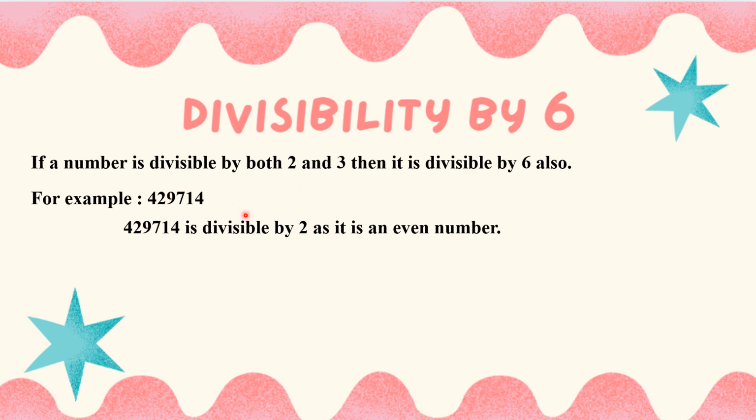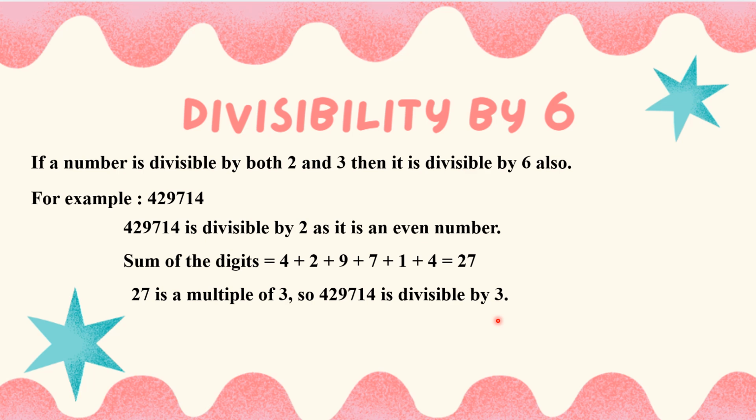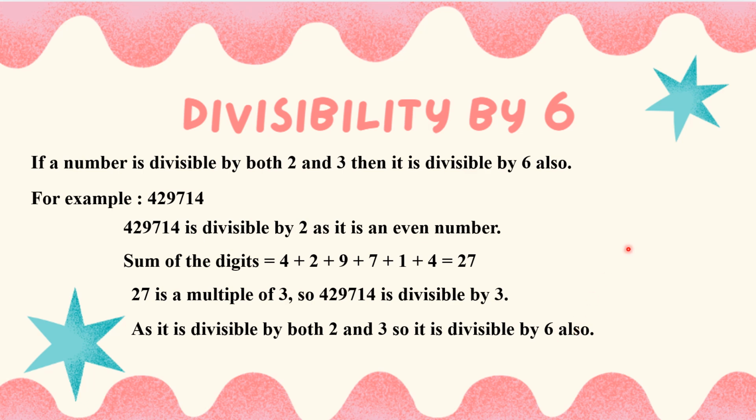Now we have to check whether this number is divisible by 3 or not. The divisibility rule of 3 says you have to add the digits. So let's add the digits. When I add them, I got 27, and 27 is a multiple of 3. So I can say that this number is divisible by 3 also. Now, as this number is divisible by 2 as well as 3, we can say that this number is divisible by 6 also. Hope it is clear to everyone. You can practice some more questions based on this, and you can check whether you are able to understand the concept or not.